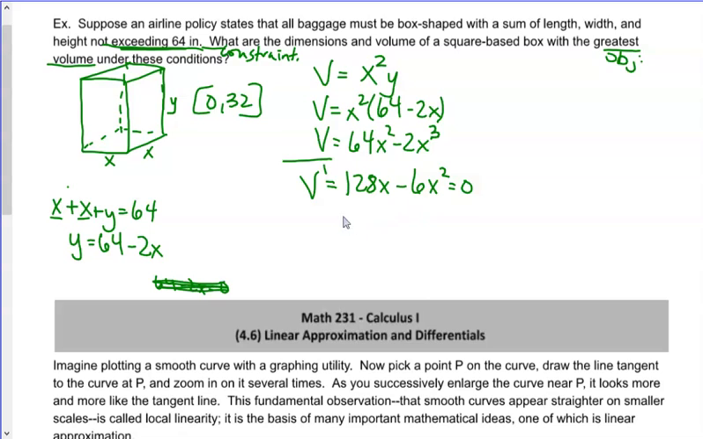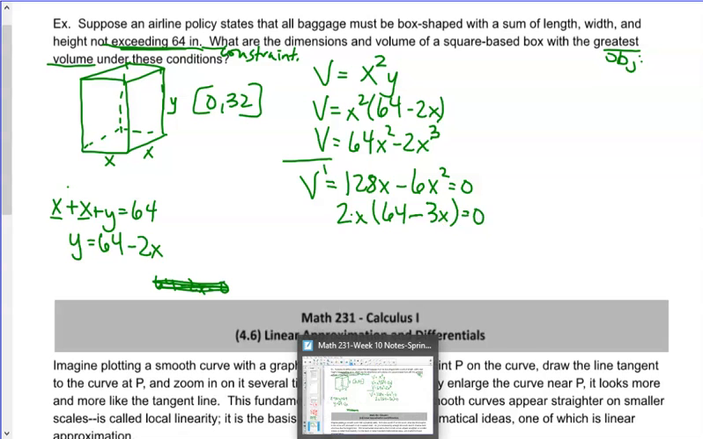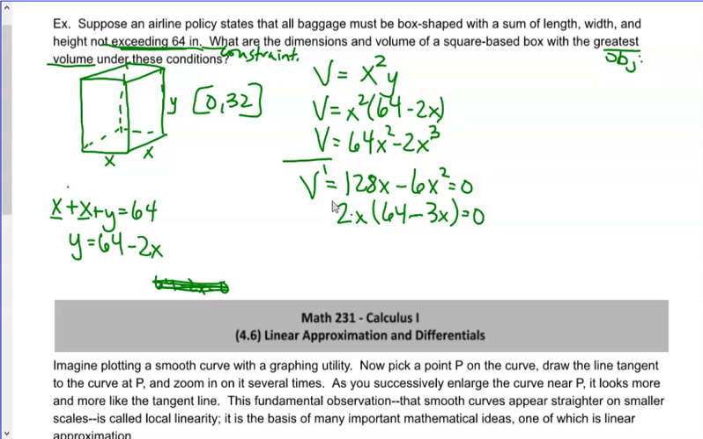There are some common terms here. There's just a 2 in common. Unfortunately, there's not a 6, but just a 2. And there's an x in common. So when I take 2x away from here, I'm left with 64. When I take away 2x from here, I'm left with 3x. Set equal to 0, and that's going to kick out my critical points.